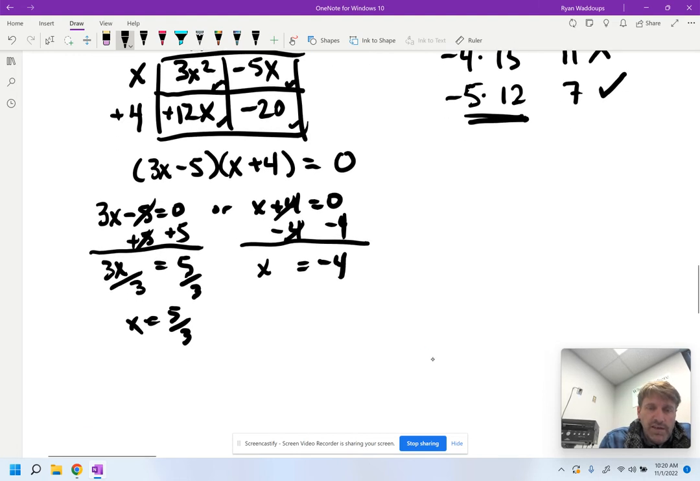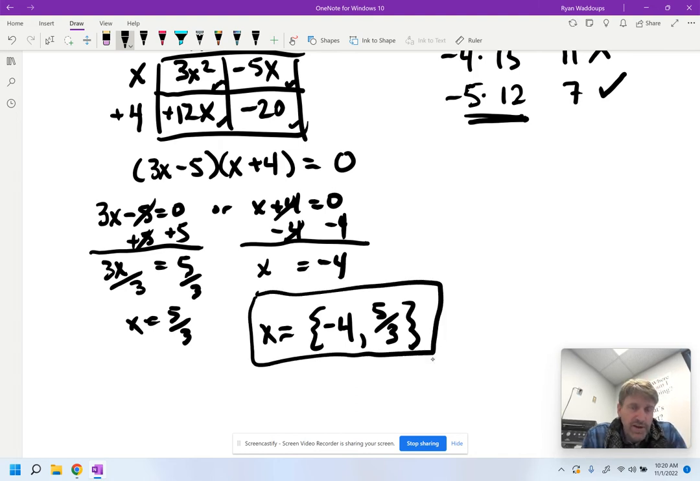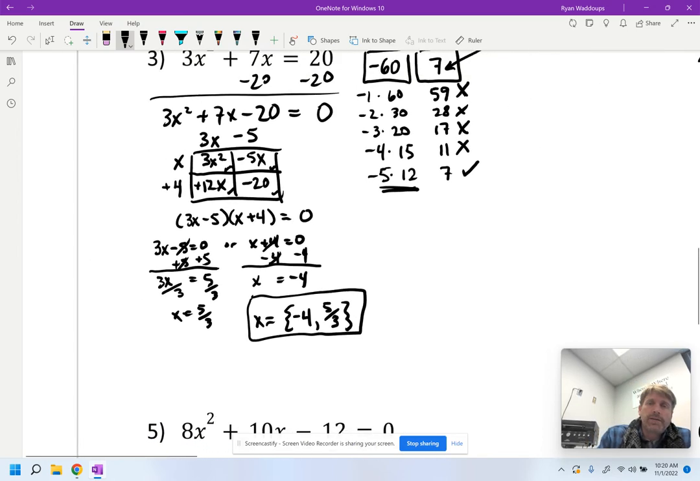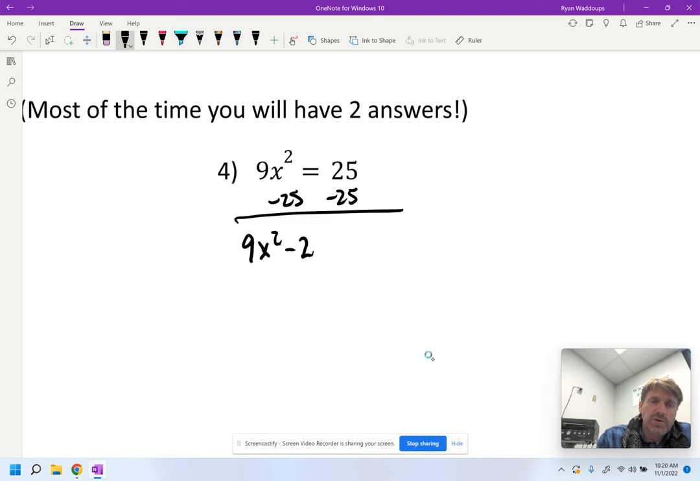And so our solution set is x is equal to negative 4 or 5/3. The order doesn't really matter, but we usually list them in order from least to greatest. So negative 4 is smaller than 5/3. So, all right, let's look at 9x squared equals 25. Once again, subtract 25 from both sides to get it equal to 0. So 9x squared minus 25 equals 0.